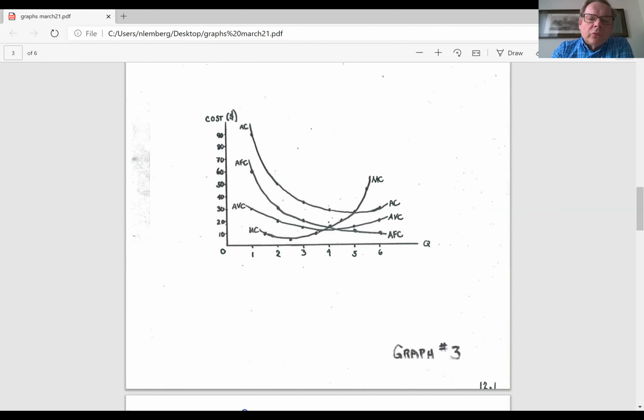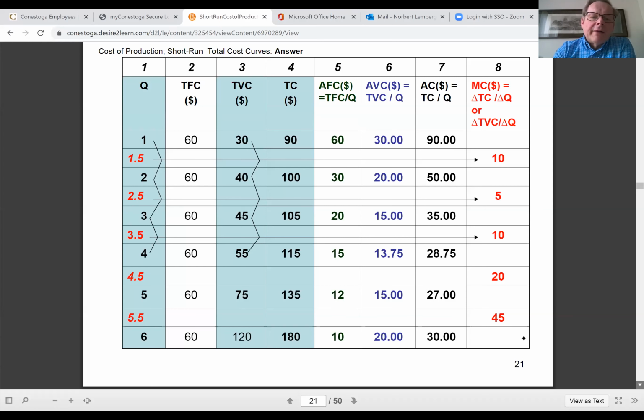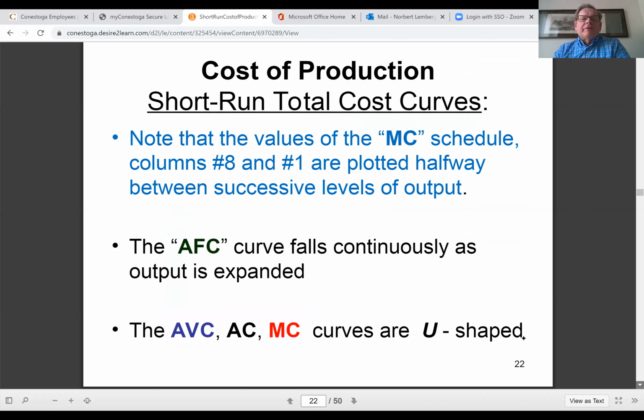So let's go back to the data. And here we are. Those graphs depict what's happening here. You always have to remember that the table and the graph always show the same information. So you will note that the values of MC, please highlight this, your marginal cost schedule, column 4, are plotted halfway between successive levels of output. It's recorded at 0.5, 1.5, 2.5.